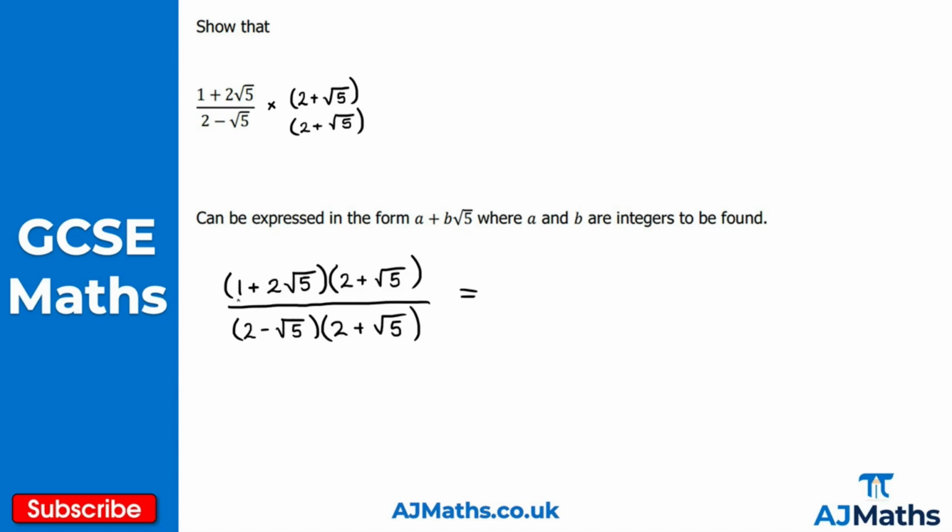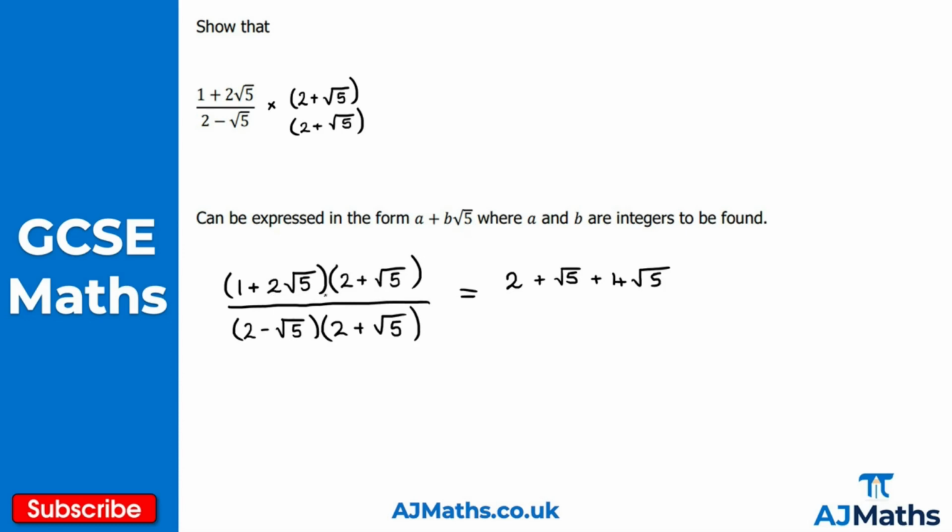If I start with the numerator, I've got 1 times 2, so that will give me 2. I then have 1 times root 5, so that will give me 1 lot of root 5. We get plus root 5 there. I then have 2 root 5 times 2. So if I've got 2 lots of root 5 and I times it by 2, I've now got 4 lots of root 5. So we get 4 root 5.